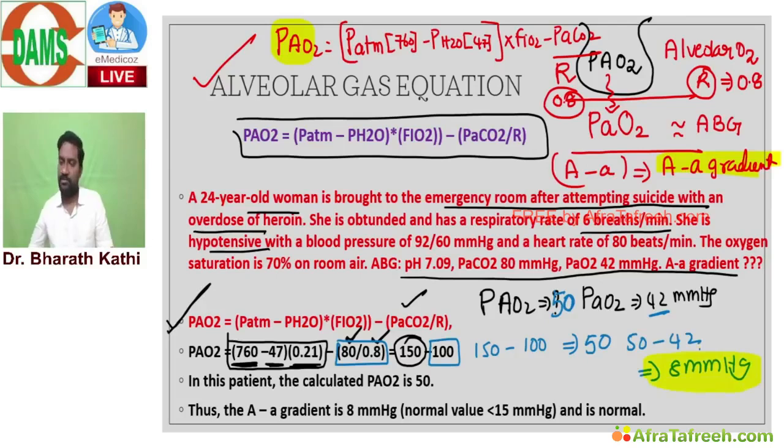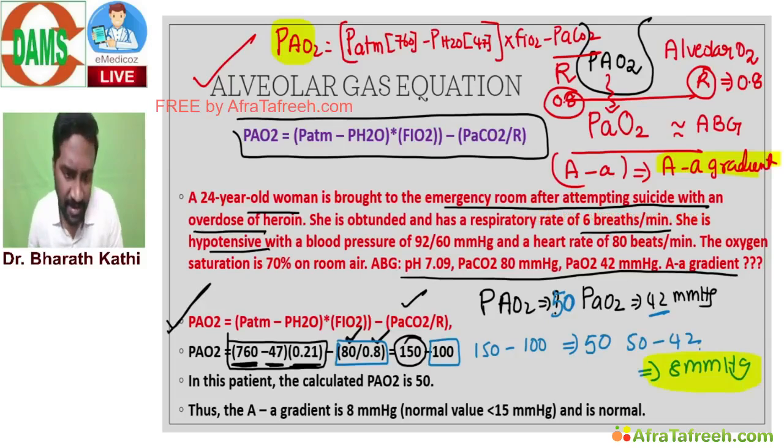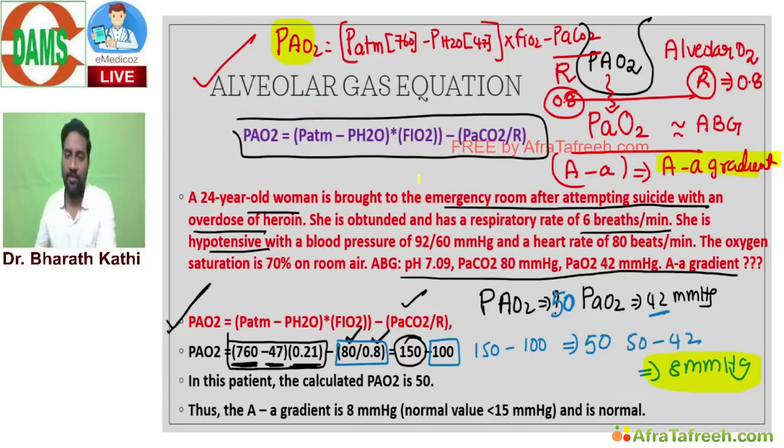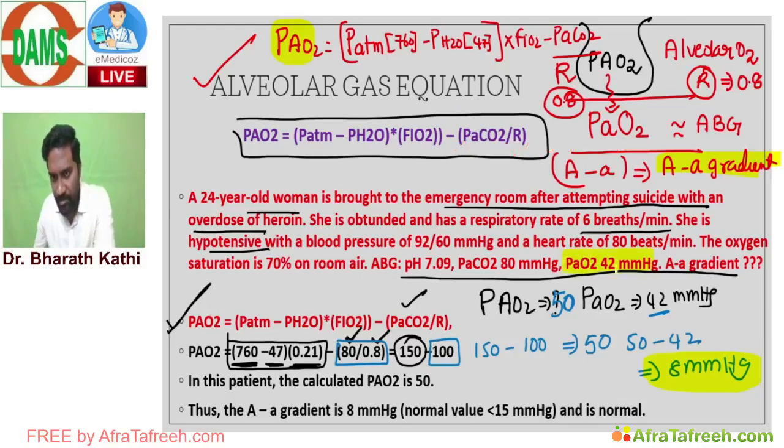Normal value can be 5 to 15 mmHg. The alveolar arterial gradient is 8 mmHg and the normal value is generally less than 15 mmHg. So students, for assessment of oxygenation, not only PaO2 is important, you should also know how to calculate alveolar oxygen.